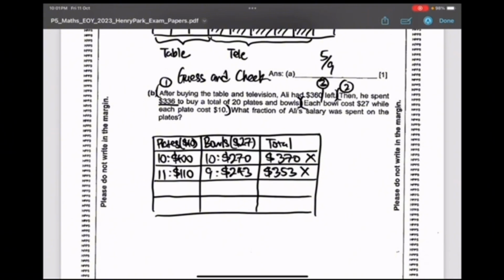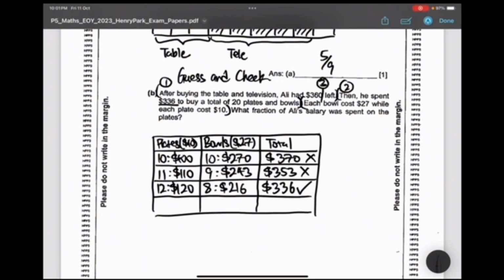So I'm gonna bring down the bowls, bring up the plates. Okay, so now it will be 12 and 8. Having 12 plates, of course, that will give me $120. 8 bowls will simply give me $216. Okay, adding these two up, I can see that I get the total amount of $336. And this is the correct amount of plates and bowls that he bought.